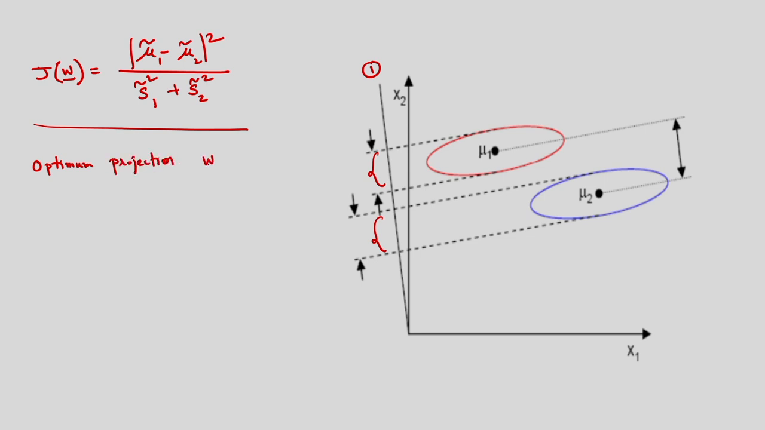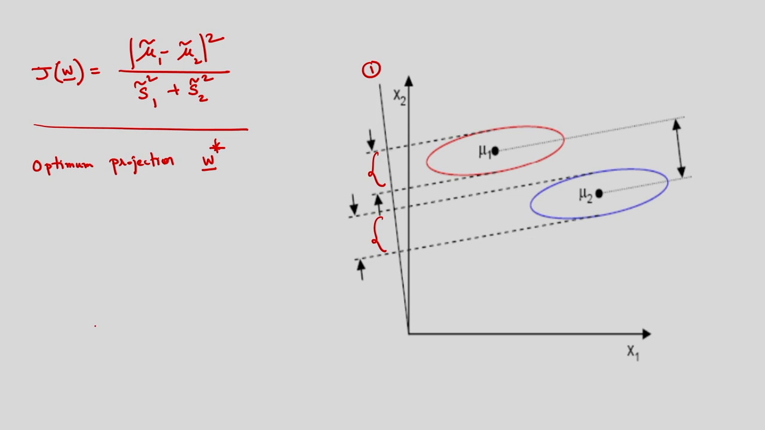The optimum projection is W star, that we have to determine. So how to find this one? We have to find the optimum projection direction. To find it, we will define a measure of the scatter in multivariate feature space X.